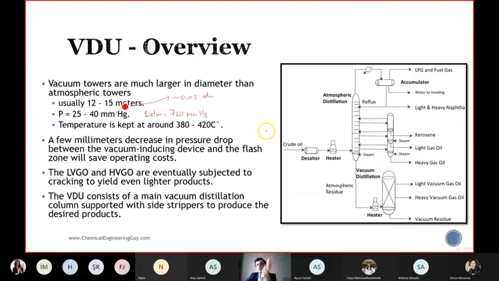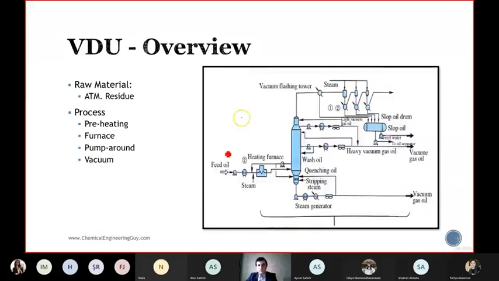In this case, CDU height is above 20 meters. So the raw material is AR, atmospheric residue. We have the pump here. We have the preheating heat exchanger. We have the furnace here. We have to heat it to above 400 degrees Celsius. And then this is the vacuum distillation column.